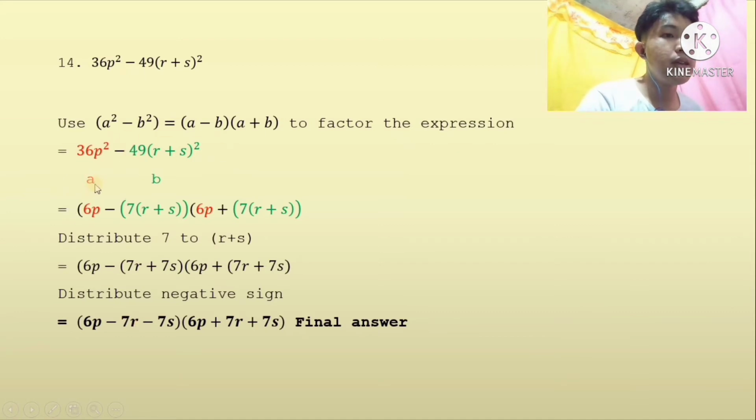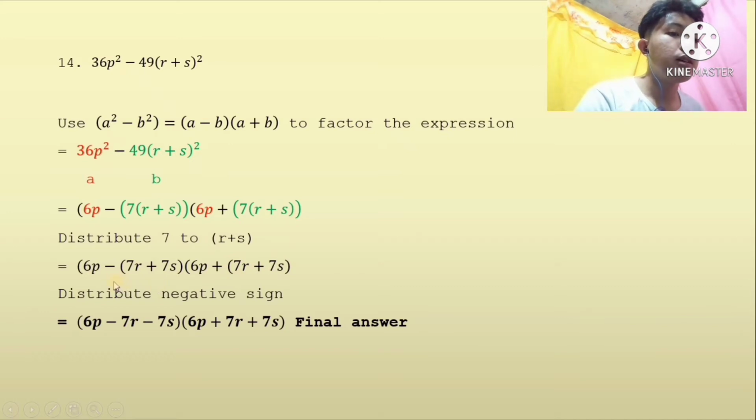So this is our a, which is 36p squared, and our b, which is 49 times (r plus s) raised to 2. So from the patterns, our equation will be a, which is 6p, minus b, which is 7 times (r plus s), times a, which is 6p, plus b, which is 7 times (r plus s). So distribute 7 to r plus s, it will become 7r plus 7s.